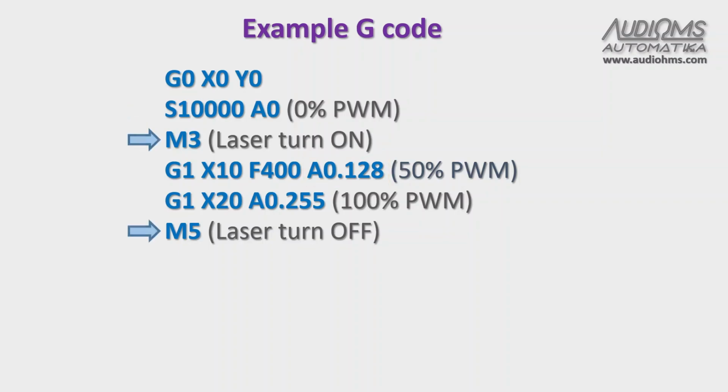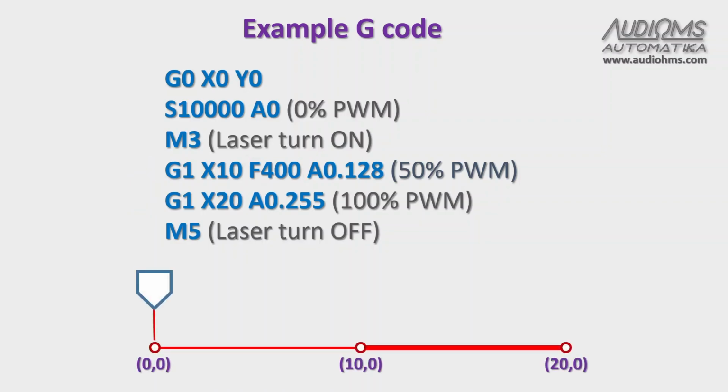M3 simply turns on the laser and M5 turns it off. G1 is a command similar to G0 in that it performs linear movement to the given coordinate, but it requires us to specify the feed rate. So, this whole G-code program will first move the Laserhead to the beginning, then move some distance with 50% laser power, and then move some distance with 100% laser power. Quite simple.